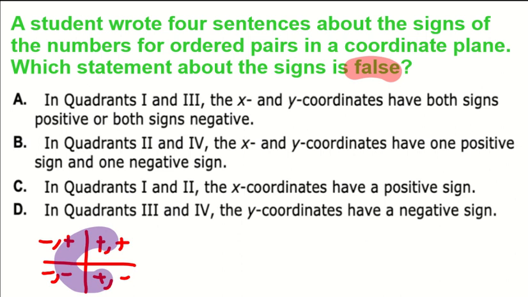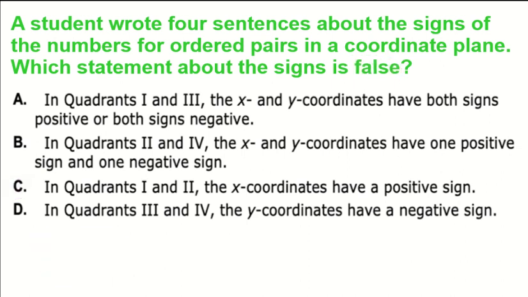C, quadrants 1 and 2, the x coordinates have a positive sign. Well, 1 is right here, 2 is right here. That's the one that is false then. Quadrants 3 and 4, y coordinates have a negative sign. 3 and 4, those do have negative signs. Okay? Anything about that super difficult? No, other than the fact you had to read like 5 sentences total, right? So make sure you take the time on those.